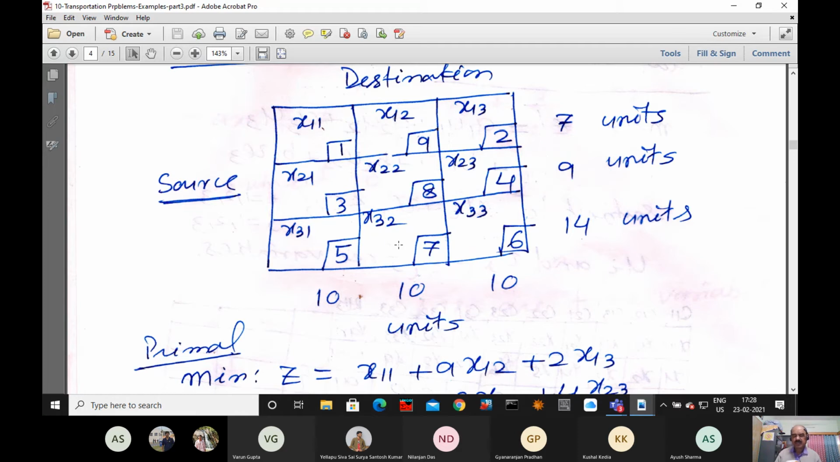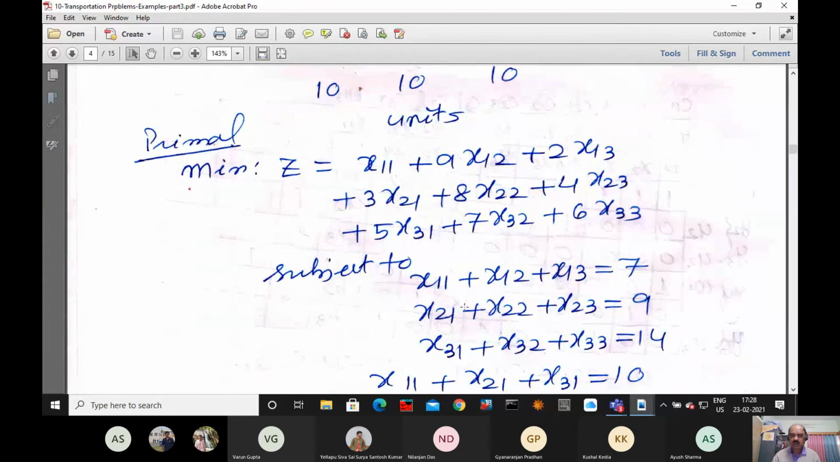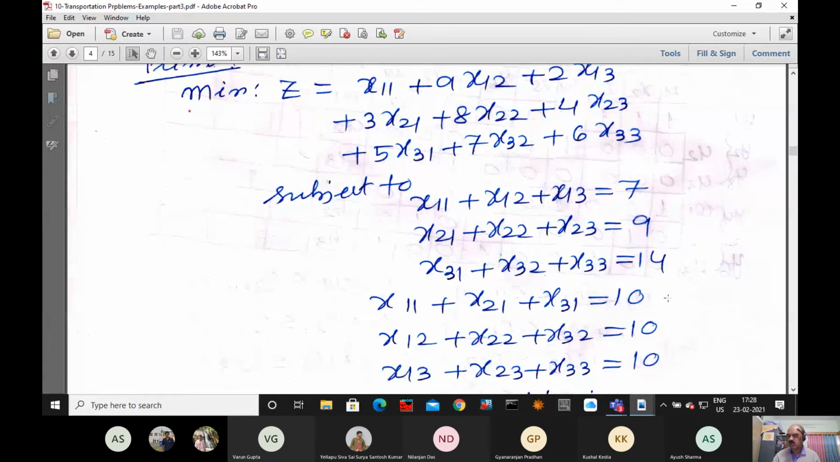There are 9 variables. How many constraints? There will be six constraints. These 6 constraints we can write in this form: x11, x12, x13, x21, x22, x23, x31, x32, x33. Similarly, in the other order, x11, x21, x31 equal to 10, x12, x22, x32 equal to 10. This we are saying is a balanced transportation problem.